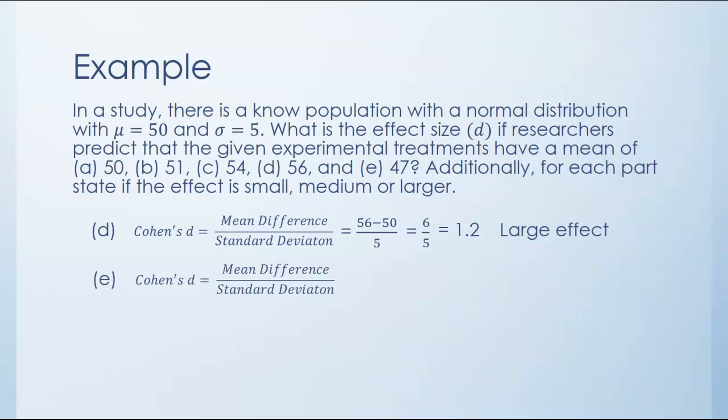And then the last one, we're doing 47 minus 50 divided by 5, which would be negative 3 divided by 5, which would be a negative 0.6. Even though it's negative, we're not really concerned too much with the positive and negative when we're talking about effect. We're more concerned with the number itself. So kind of ignore the negative on these, and you would say that that had a medium effect because of the 0.6.